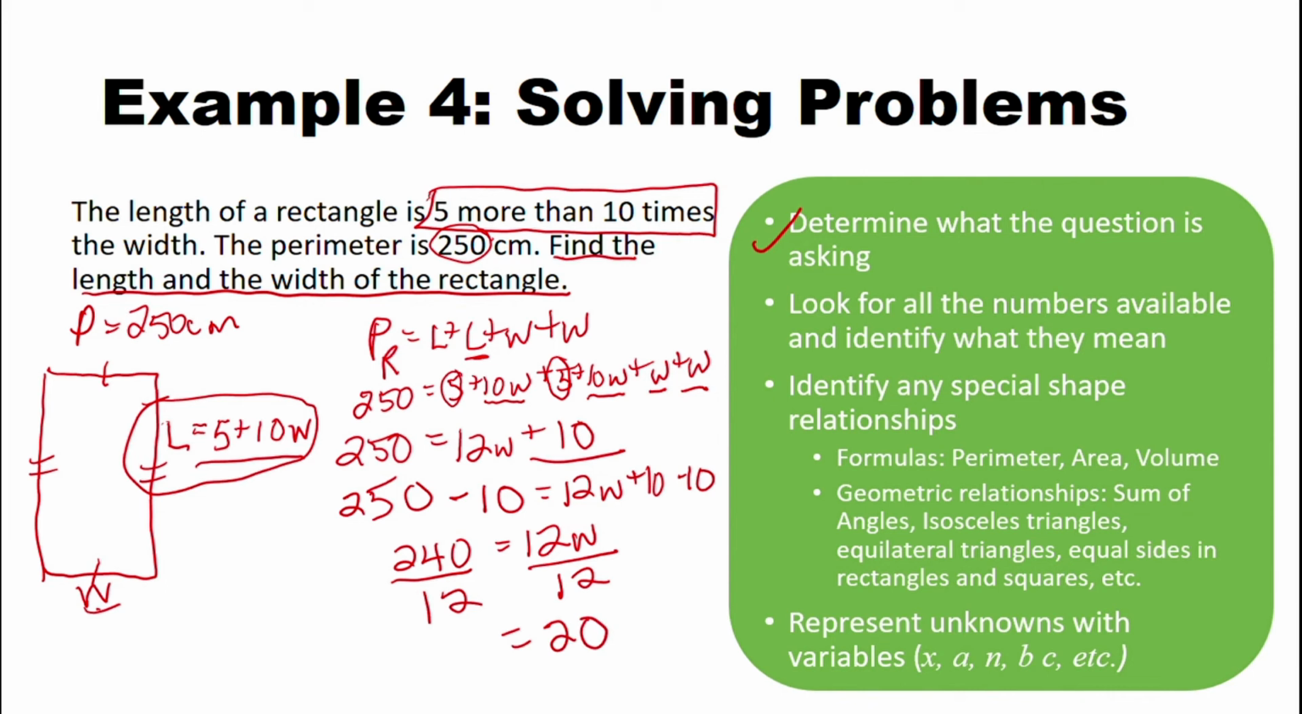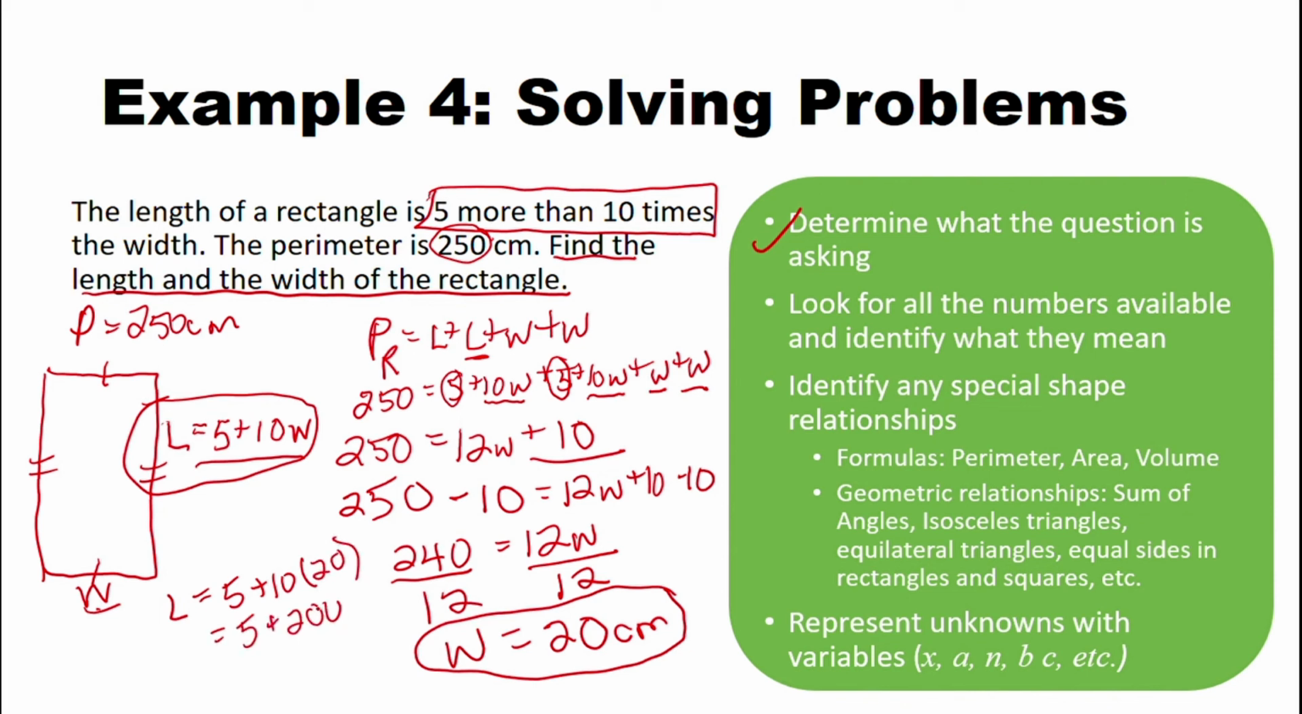So what is equal to 20? Oops, I changed those two around. That's okay. So the width is equal to 20 centimeters. That was what the question said. Let's check back. Find the length and the width. So the width is 20, and this formula for the length is 5 plus 10W, and the W is 20. So it's 5 plus 200. So the length is equal to 205 centimeters.